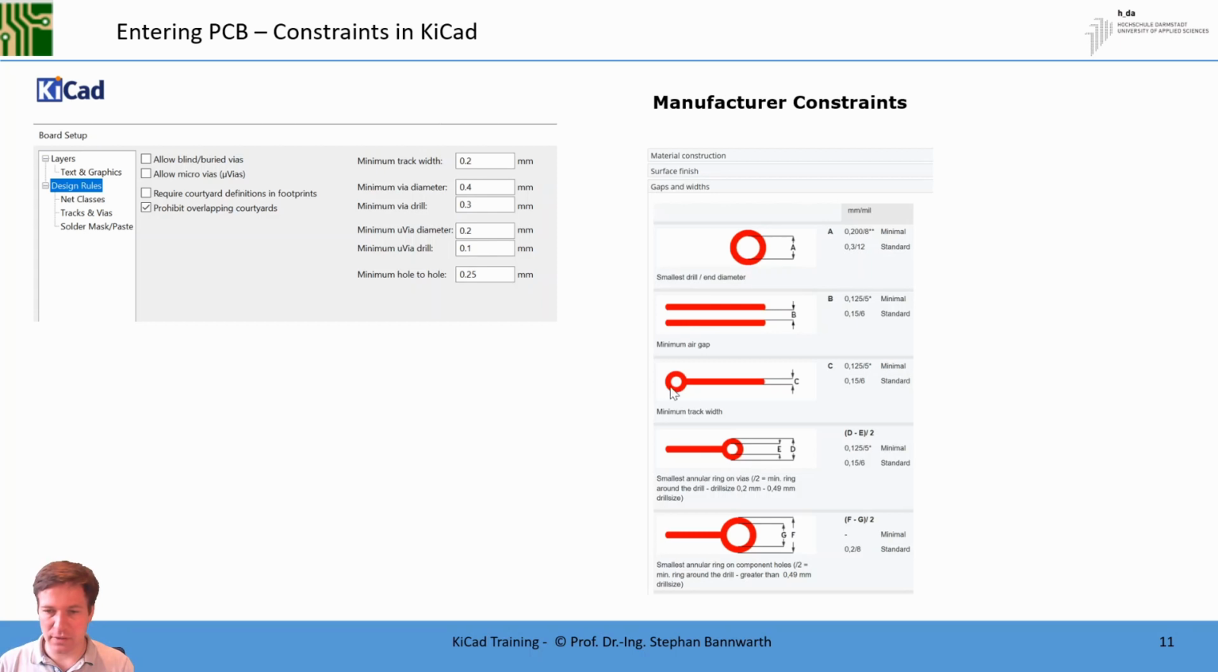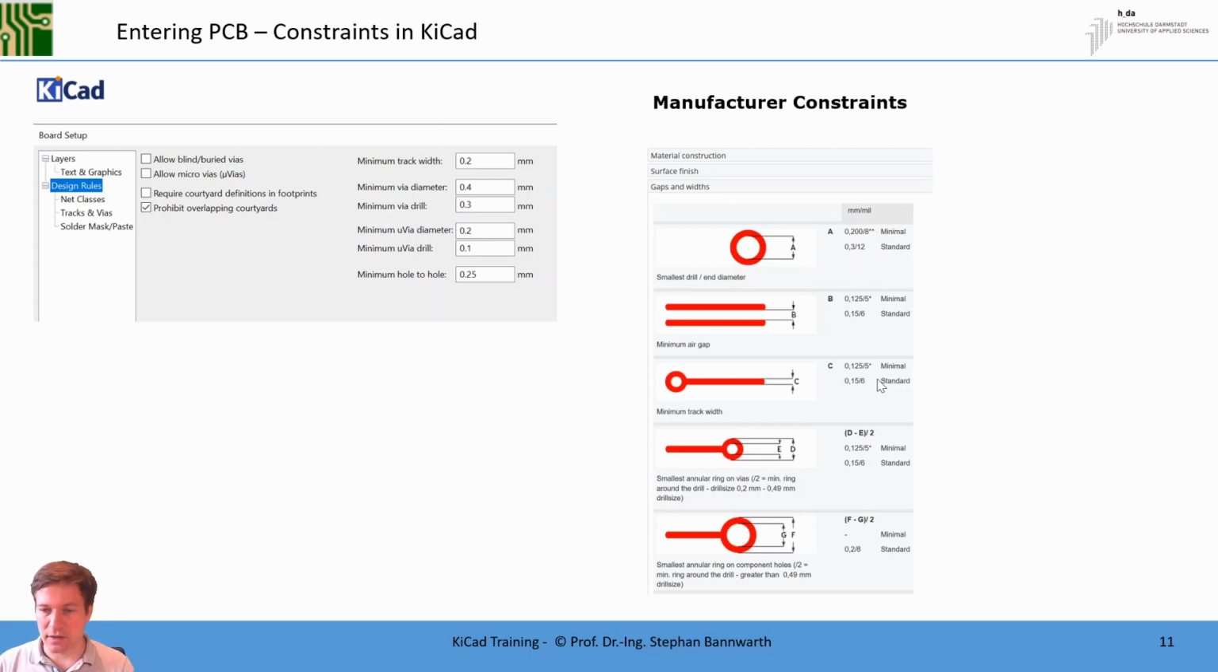If we go to the right side of the manufacturer's data sheet, we see a minimum track of C, it's figure C. So we have 2 numbers, 0.255 or 0.156. You have to question yourself again why these 2 different numbers are used, because one is in millimeters and one is in mil. So if you see here, then you have minimum, minimal, and standard.